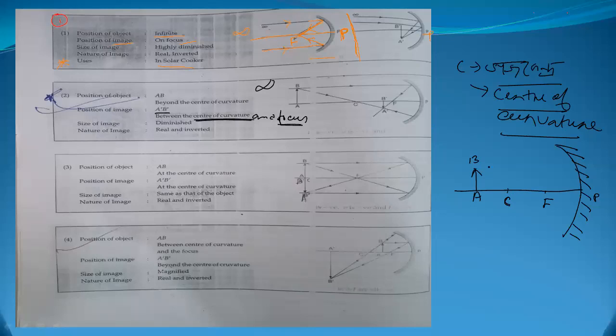Now see, the ray which is parallel to the principal axis after striking it will pass to the what? Tell me. Focus. So this is the focus. Now see the next. The ray which passes through the center of curvature after striking it will strike back, yes or no? The same path. Yes, sir. And don't forget to give the direction.